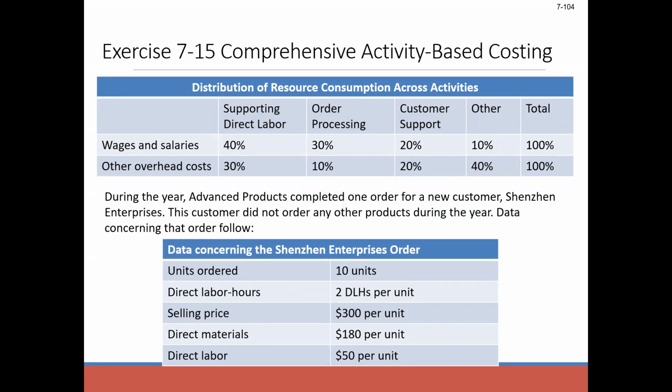And it's telling us Advanced Products completed one order for a new customer, Shenzhen Enterprises. This customer did not order any other products during the year. And so it tells us the number of units ordered, the direct labor hours, selling price, direct materials, and our direct labor.